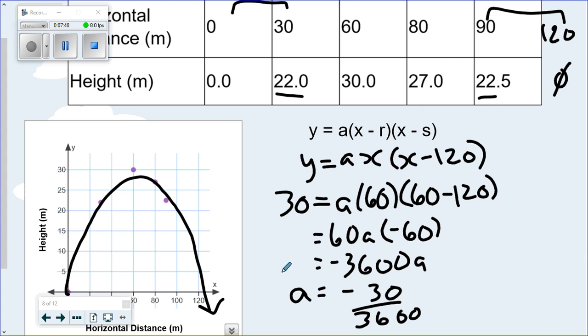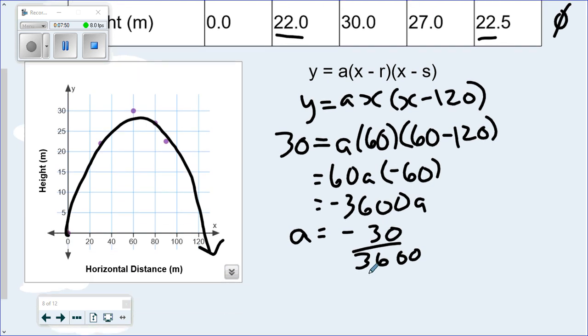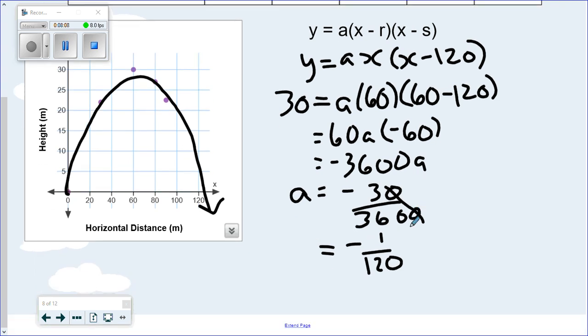So here we have 30 divided by, sorry, negative 30 divided by 3,600. Remember, you can move that negative sign around wherever you want. Zeros cancel out. I know that 3 goes into 36 12 times, and since I've got that 0 hanging around, I can now rewrite my equation, and be reasonably assured that it's pretty accurate.